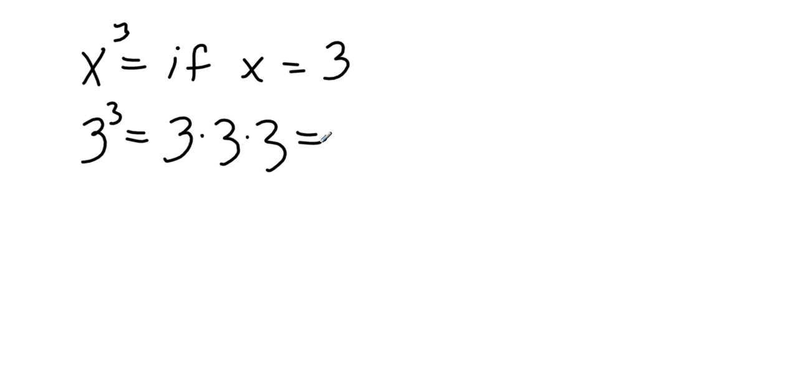Be very careful here. The common mistake is to take 3 times 3 and make it 9. But in this case, I need to take 3 times 3 times 3, which is going to be 3 times 3 is 9. And then I'm going to take 9 times 3 to give me a final answer of 27.